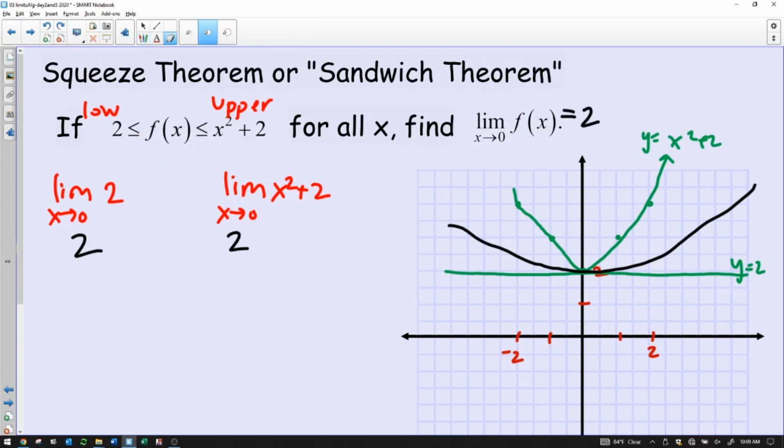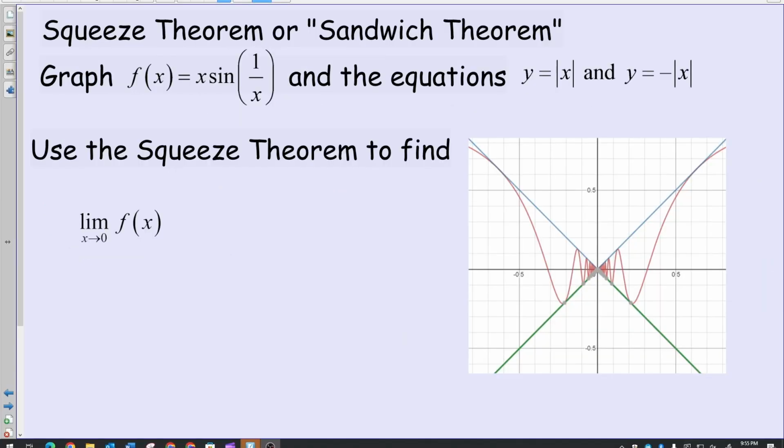And if you look at the picture, what if I graph y equals 2? Do you see it's this green graph right here? And what if I graph y equals x squared plus 2? Do you see it's this green graph right here? Do you see the pinch place? Do you see the squeeze place? Okay. So if I take the limit at 0, do you see it? The limit value is 2 both times. So guess what the limit is for some function in the middle? It has to be 2. Does that make sense? Okay.